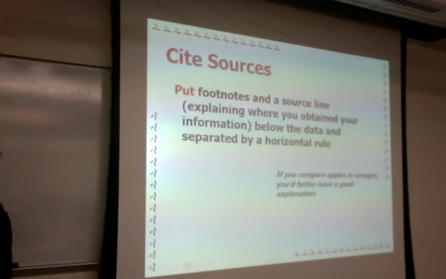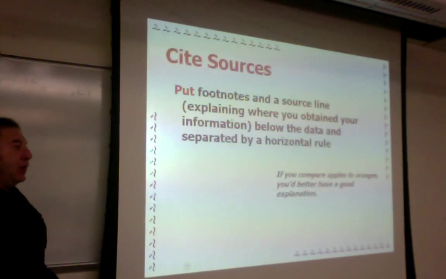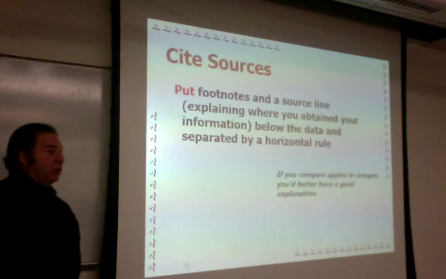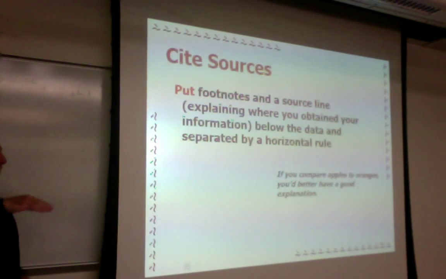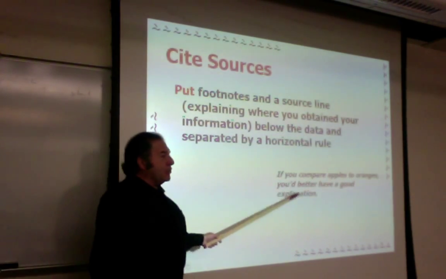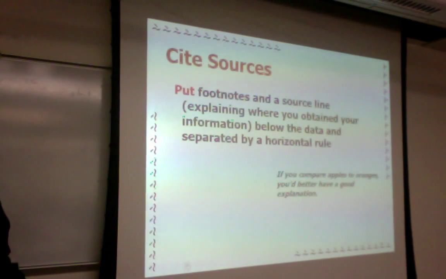All right. Citing sources, you should have a footnote and a source line. And the APA style is that you separate it with a horizontal rule. You have some kind of a line, and then below that you indicate the source. But if you're not comparing apples to apples, it's really important that you have a note explaining what it is that you are comparing and what that means.